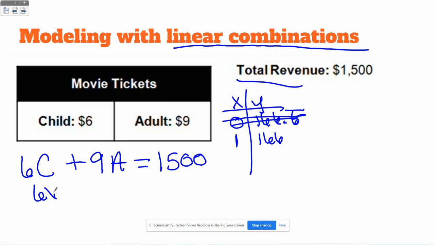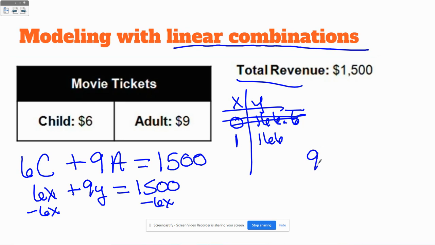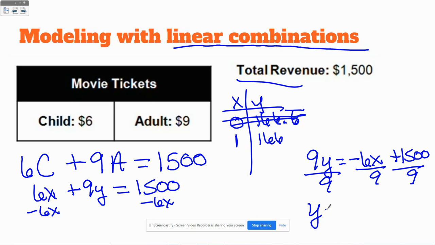Well, I can change this to x and y. And now I can solve for y to get an equation. This is in standard form, and it's good. That's good enough. If you were needing to graph it, though, you would subtract 6x, and you would get 9y is -6x plus 1,500, and you would divide everybody by 9, and you would get y equals, well, -6 divided by 9. We can simplify that fraction to -2/3 x plus 1,500 divided by 9.